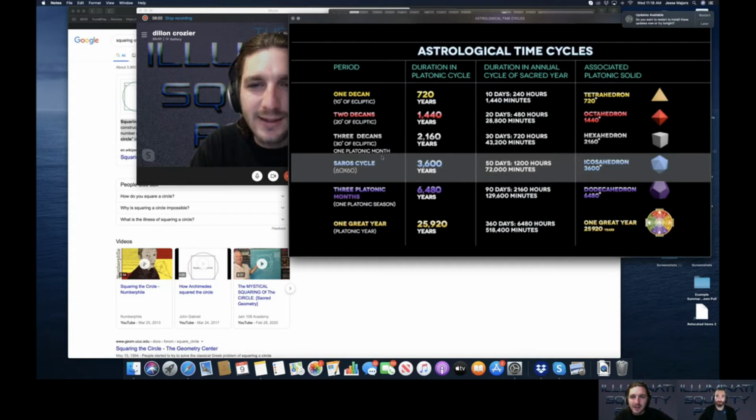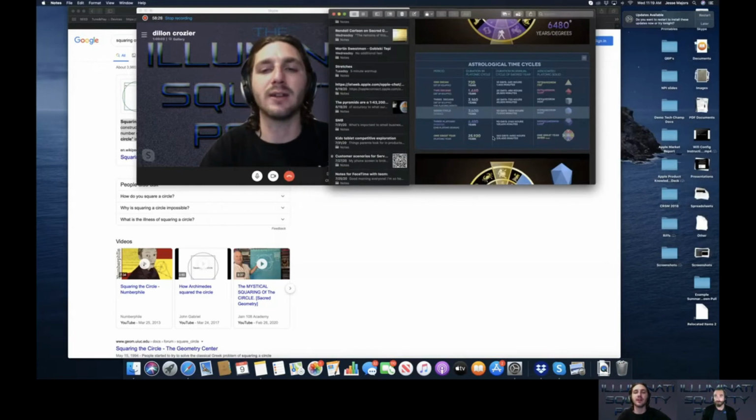Three decans is a cube. See, what confuses me is the Soros cycle, 3,600 years, 50 days. Why it jumps to 50 days. Like what happened to 40? Right. 40 decans. But then it skips to 90 and then to 360. But I guess that's based off the Sumerians. Maybe those are their measurements for whatever reason, and he's just summarizing there.